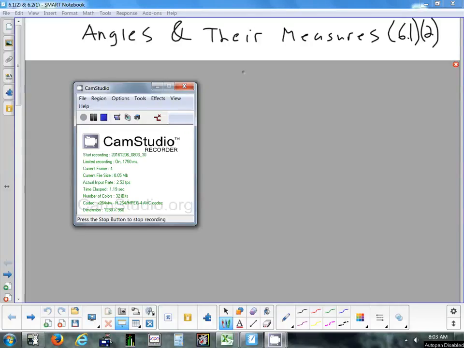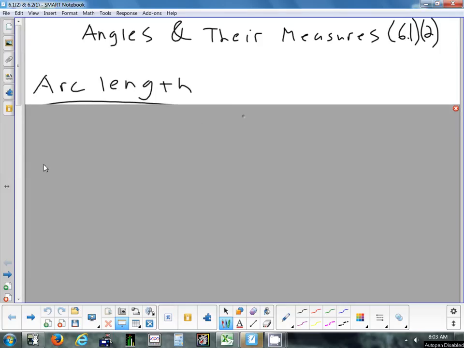All right, so we're going to continue looking at section 6.1. Okay, so yesterday we left off with how to convert between radians and degrees. And today we're going to learn a formula that requires angles to be in radians.